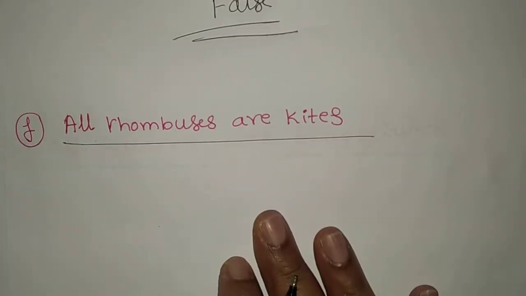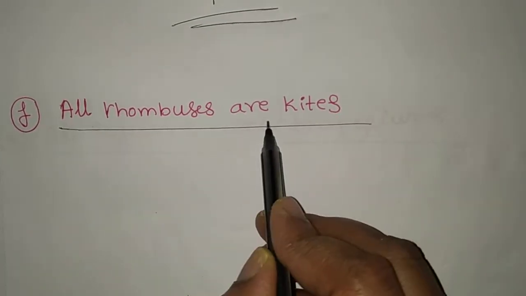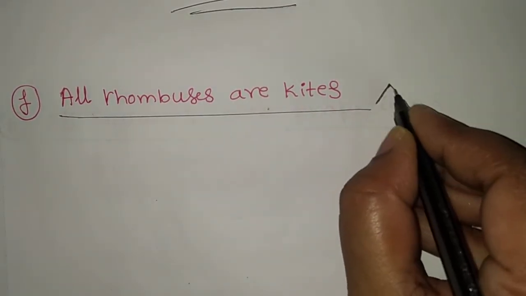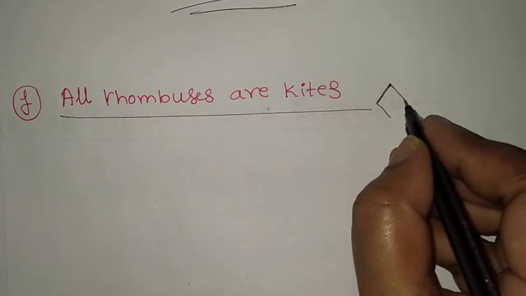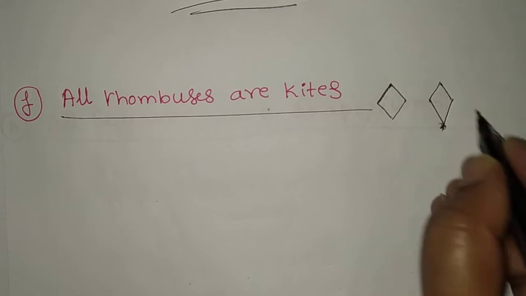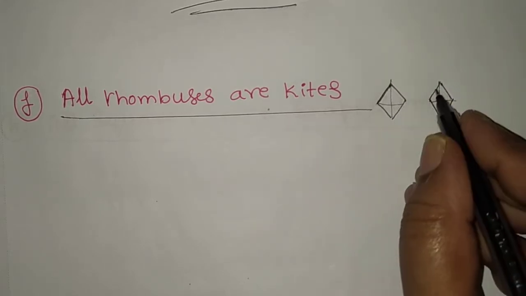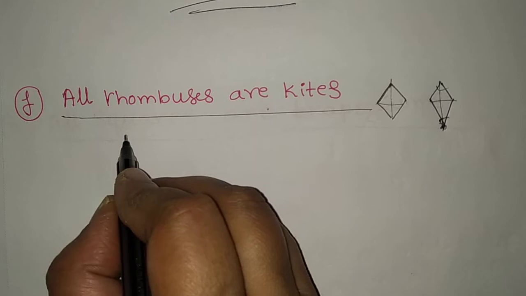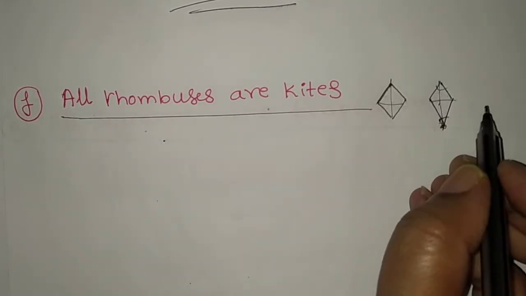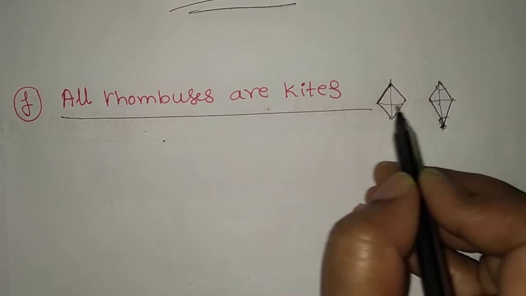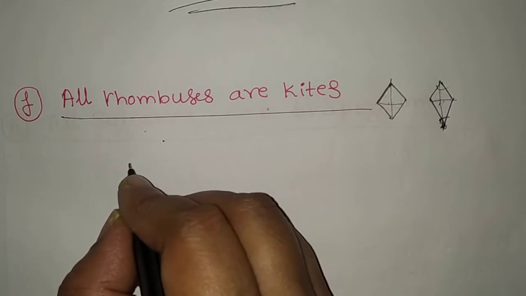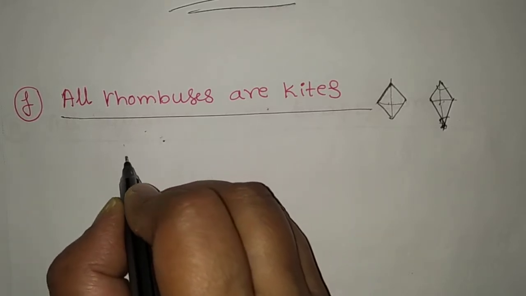So next point we move on to the F. All rhombuses are kites. So take the example, same thing. I'll just write this one is a rhombus and this one is a kite. So these opposite angles. So what happens, all rhombuses are kites. This one will be true. In the previous, all kites are rhombuses. Now here all rhombuses are kites.